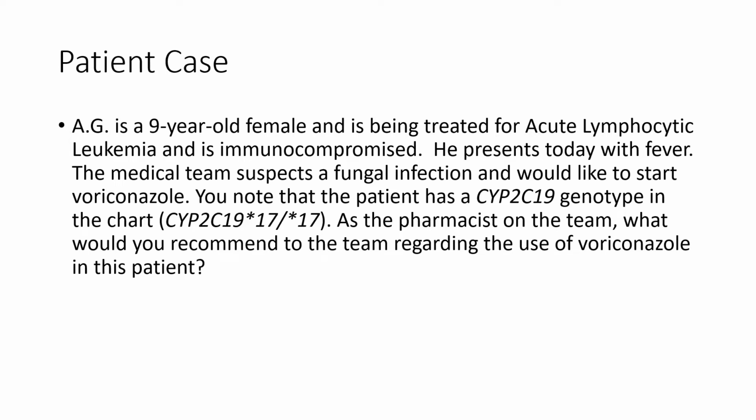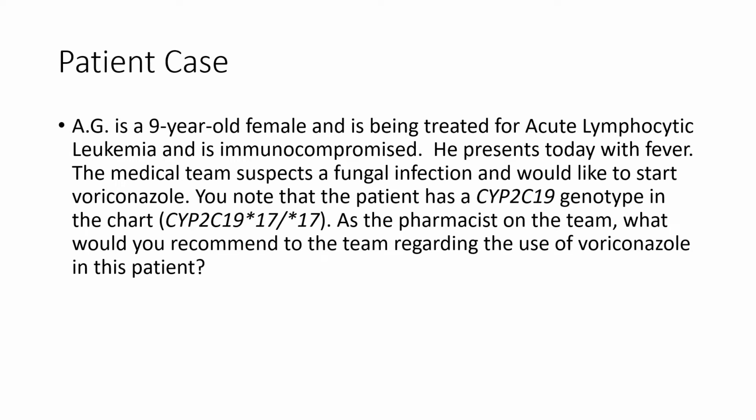AG is a 9-year-old female, or actually male, and is being treated for ALL and is immunocompromised. So he presents today with fever. The medical team suspects a fungal infection and would like to start voriconazole. You note that the patient has a CYP2C19 genotype in the chart, and it's CYP2C19*17*17. So as the pharmacist on the team, what would you recommend regarding the use of voriconazole?